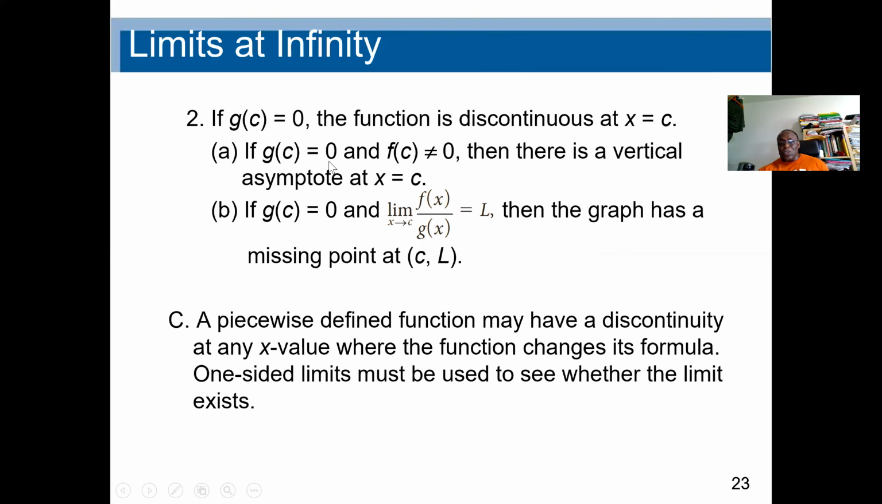Or if g(c) equals 0 and f(c) is not equal to 0, then there's a vertical asymptote at x equals c. And also if g(c) equals 0 and the limit of f(x) over g(x) as x approaches c equals L, then the graph has a missing point at (c, L). So a piecewise function normally may have a discontinuity at any x value where the function changes its formula.